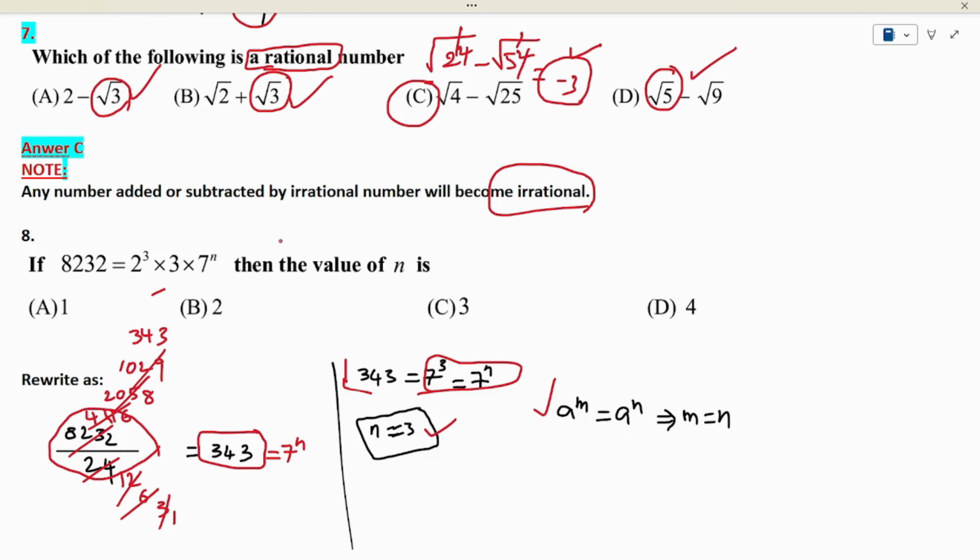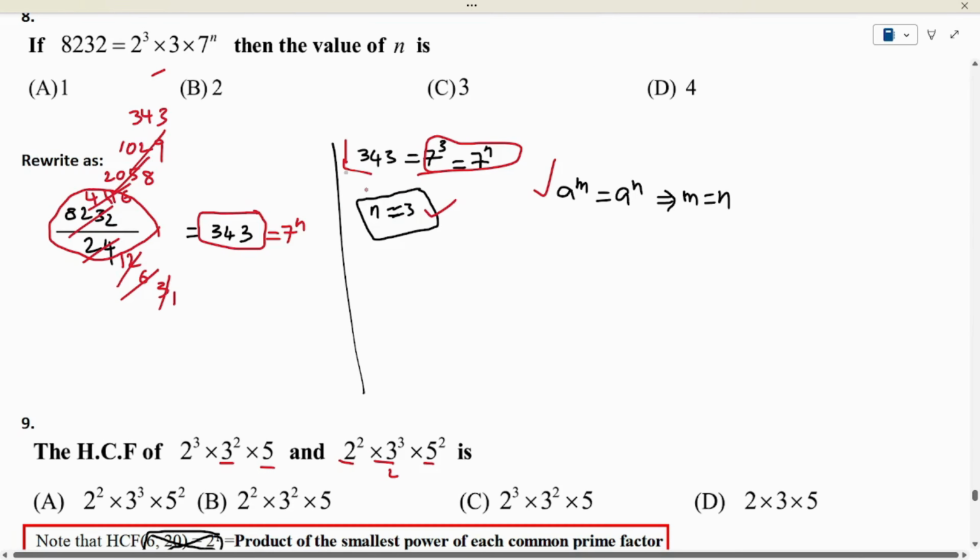Note a point here. Any number added or subtracted by an irrational number will automatically become an irrational number. See question number 8. 8232 equals 2 cubed into 3 into 7 power n. Then find the value of n.